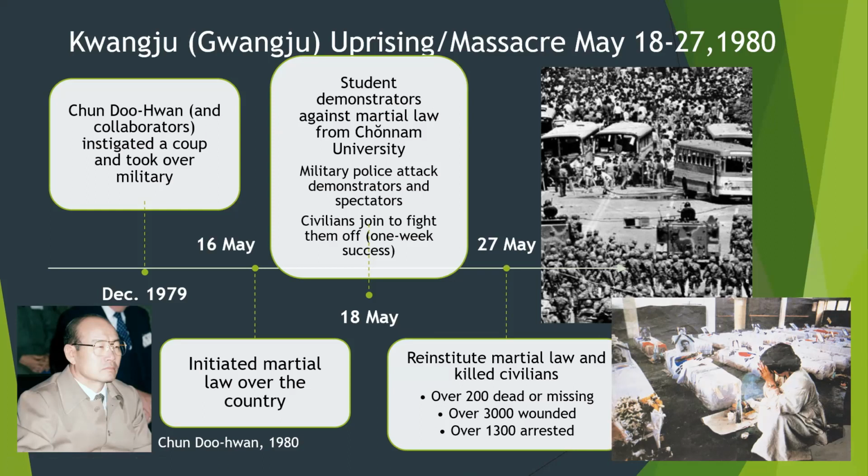In the end, over 200 civilians were either dead or missing, 3,000 were wounded, and over 1,300 were arrested. So you can imagine that this very small demonstration really blew up. These are huge numbers if you think about just one city, and this happens there.